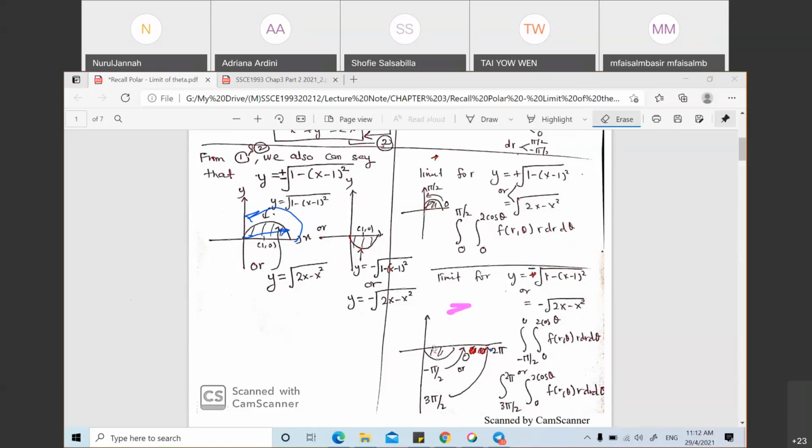So here, from here to here, will be 2 cos theta. And the angle, you can start with 3 pi over 2 until 2 pi, or negative pi over 2 to 0. Okay? You can choose either this or this for this case.